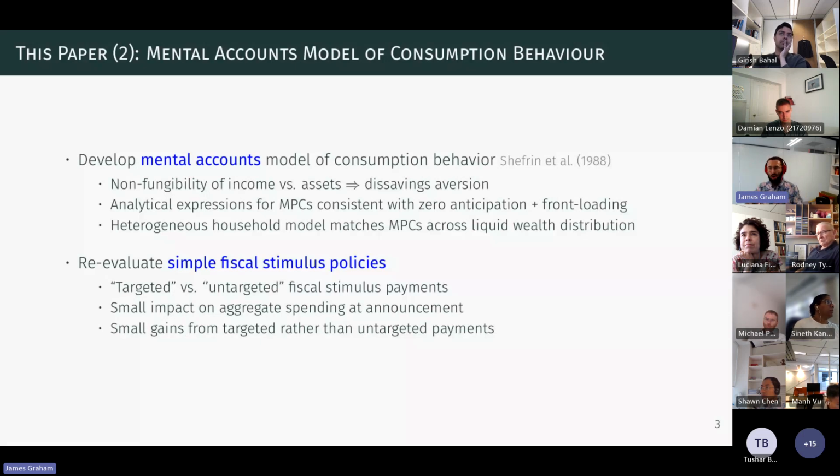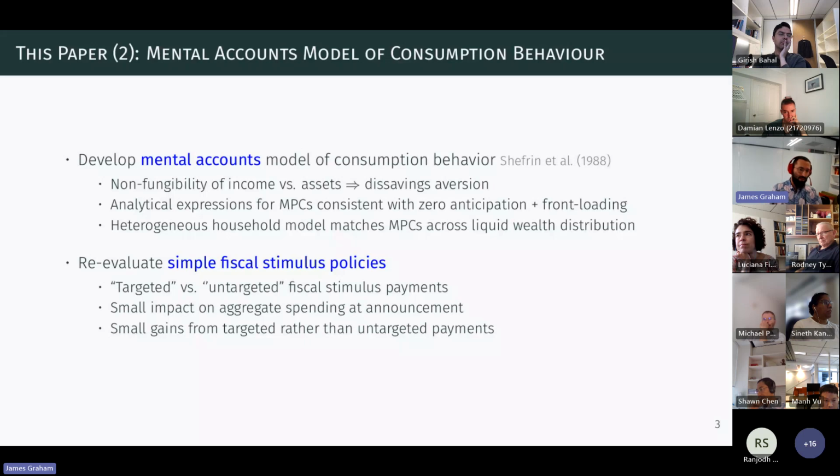But this model's not going to have anything to say about liquidity, because it's otherwise going to look quite similar to the permanent income hypothesis model. So then we take those preferences and put them in a fully specified heterogeneous household model where we can capture the liquid wealth distribution. And we're going to show that this model does a fairly good job of capturing this kind of kinky consumption behavior: lack of spending up front, lots of spending after the money arrives in your account.